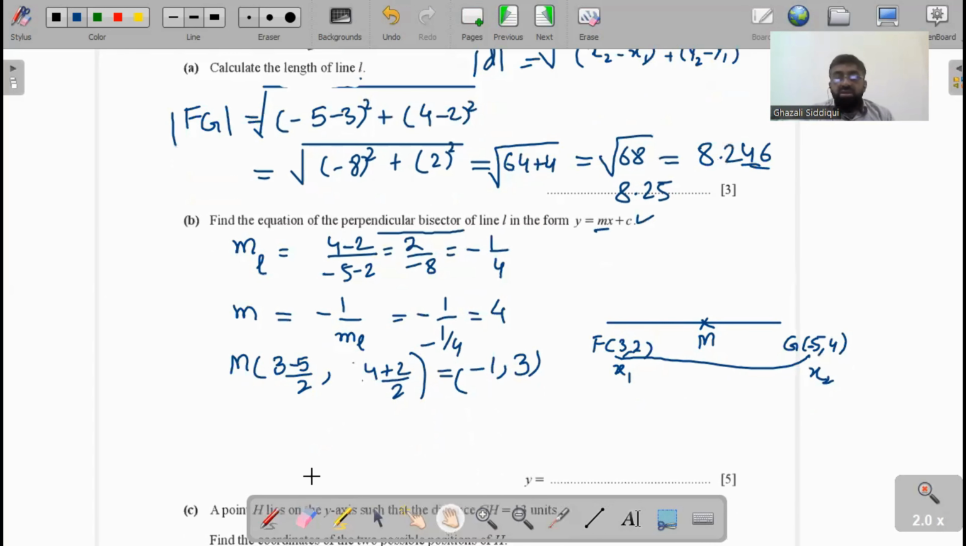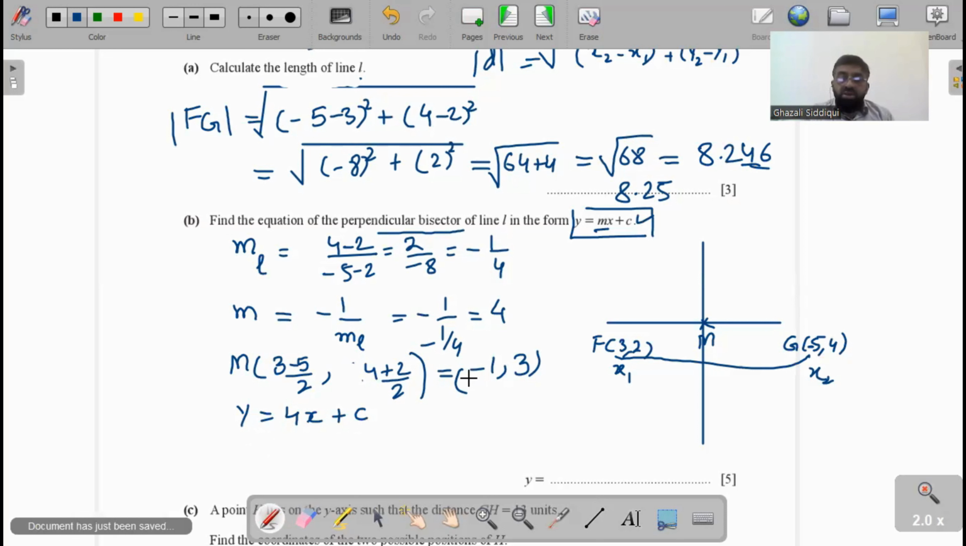And from this point M and the gradient, we can find the equation y equal to mx plus c. This line is the perpendicular bisector and we have to find its equation. Therefore y equals 4x plus c. Now find c. Now put this value (-1, 3) in this equation.